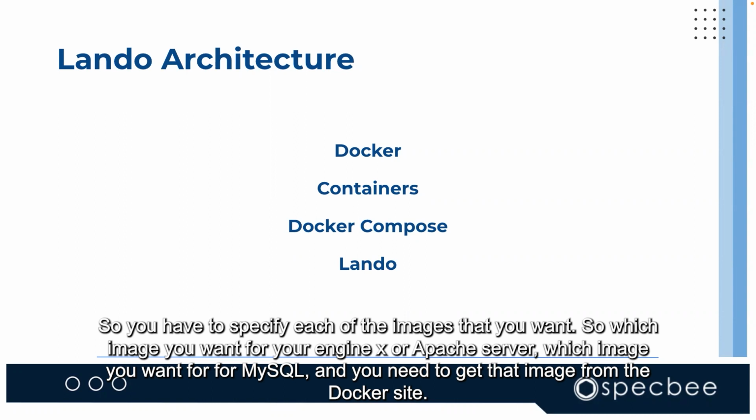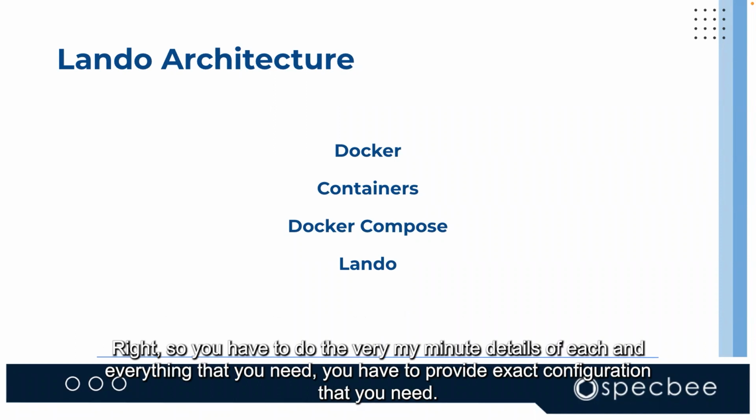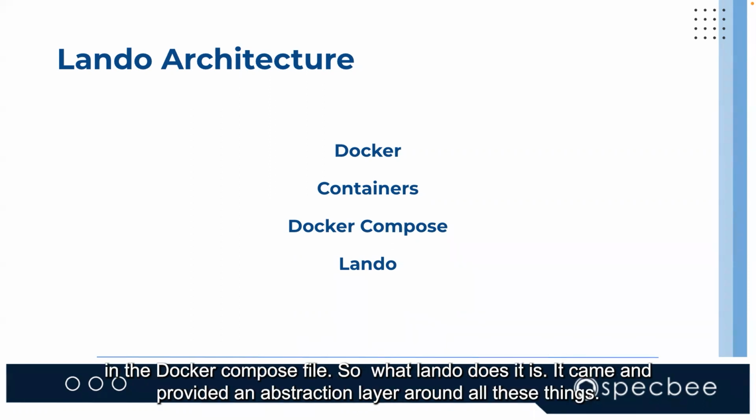Which image do you want for your Nginx or Apache server? Which image do you want for MySQL? And you need to get that image from the Docker site, right? So you have to provide the very minute details of each and everything that you need. You have to provide the exact configuration that you need in the Docker Compose file.